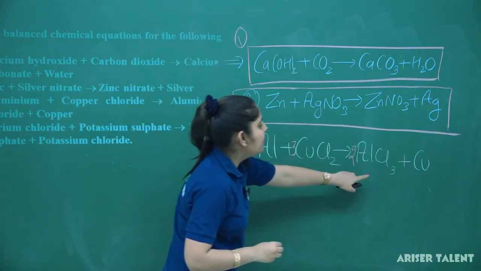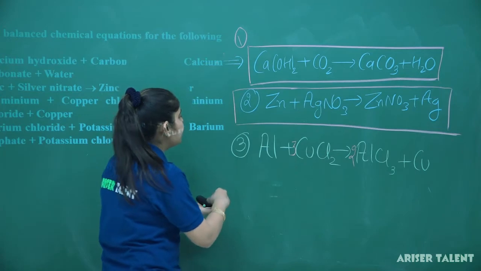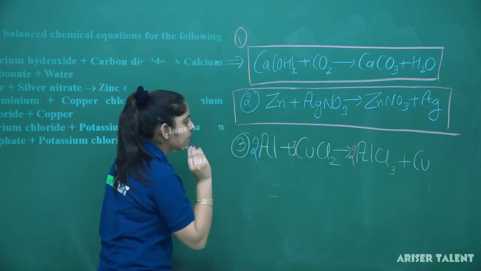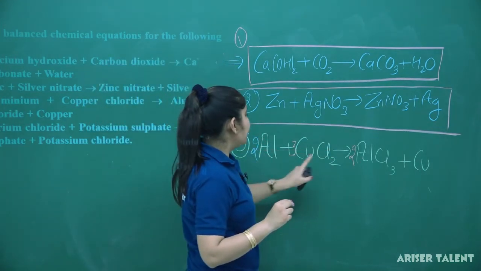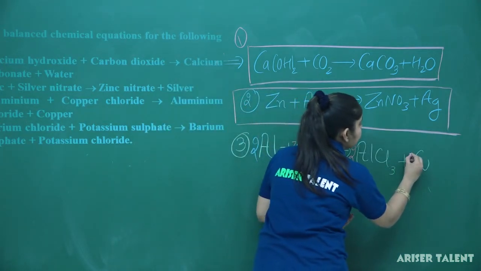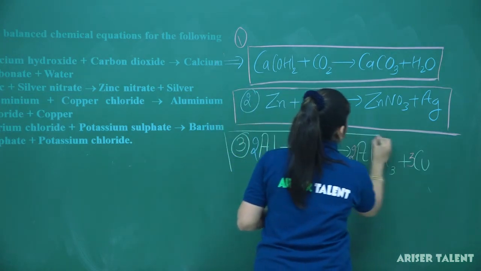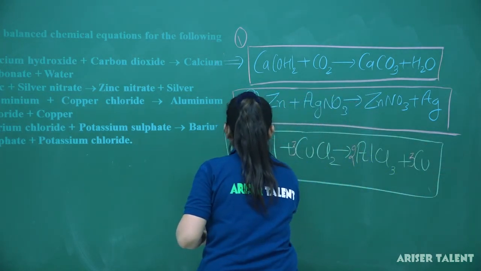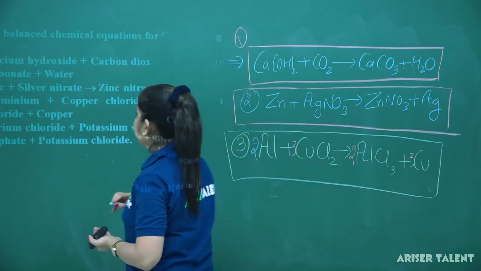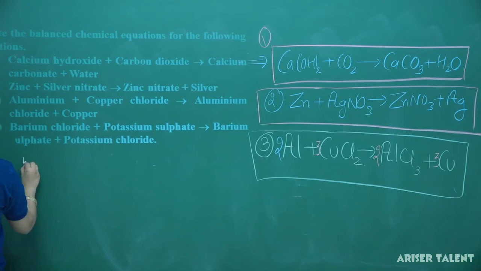Now chlorine are balanced, 3 into 2, 6, 3 into 2, 6. But aluminium is imbalanced, so I am putting 2 over here. Copper again is imbalanced. Here copper is 3 and here copper is 1. So I am putting 3 over here. So we can say that this is the complete balanced equation for aluminium and copper chloride. Now we are on our fourth question.